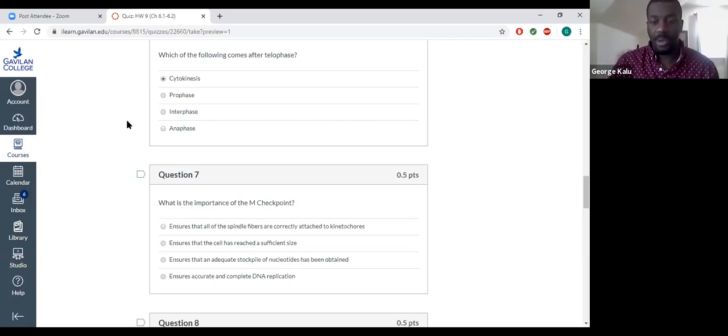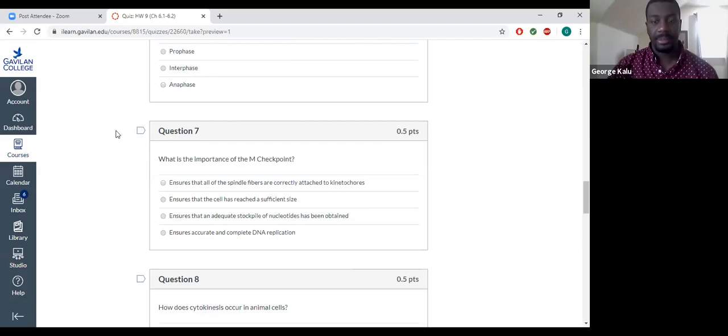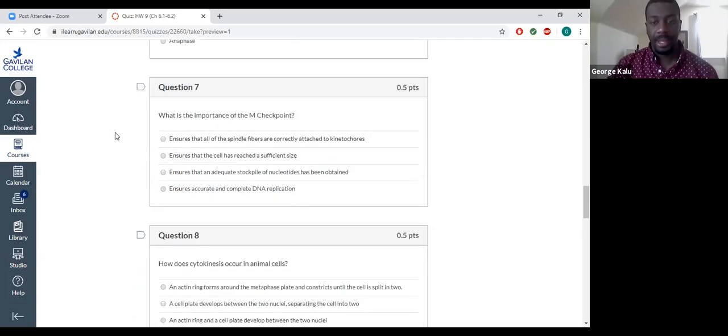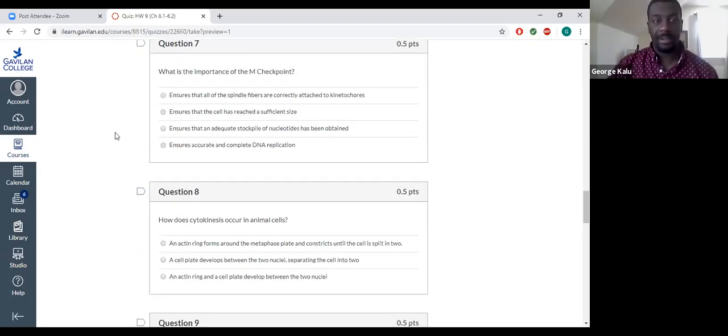Awesome, cool. Any questions so far on any of these? Okay, cool. Now the next question, question 7. What is the importance of the M checkpoint? A, it ensures the spindle fibers are correctly attached to the kinetochores. B, it ensures that the cell has reached a sufficient size. C, it ensures that an adequate stockpile of nucleotides has been obtained. Or D, it ensures accurate and complete DNA replication.